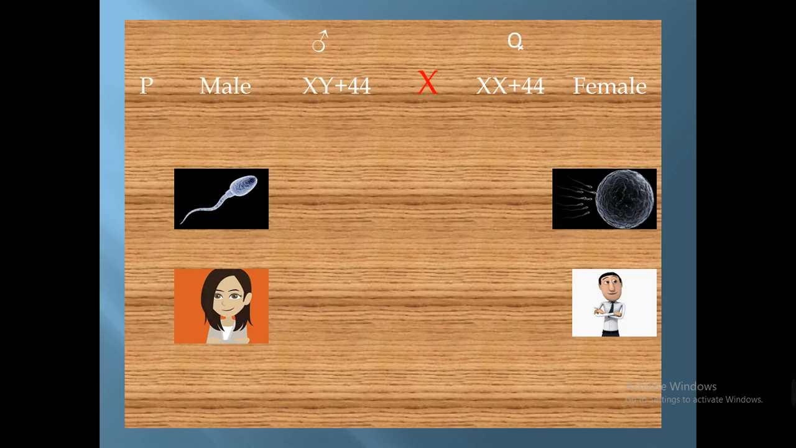Here is a normal marriage between male and female. The normal male karyotype is 44 plus XY, and the normal female karyotype is 44 plus XX. Let's take the gametes.